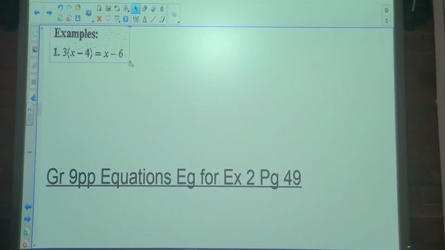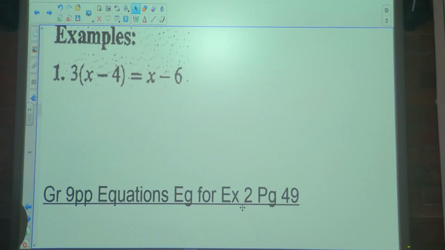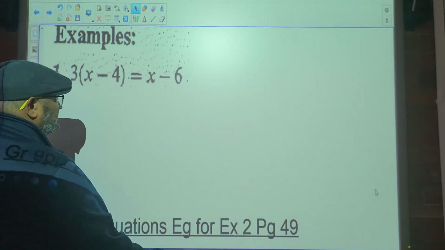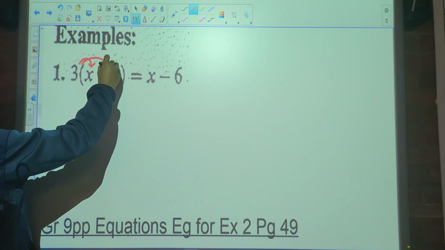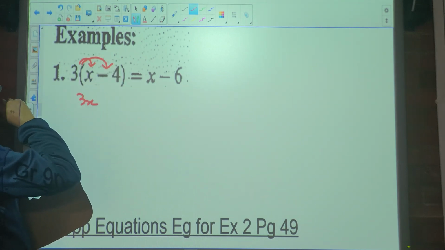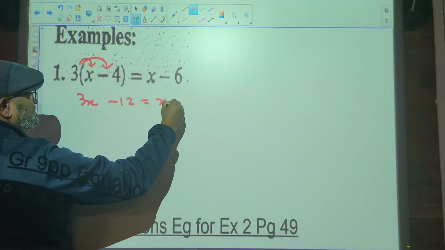Right, so where do we start here? People, the question says solve for x. We've got 3 into x minus 4 is equal to x minus 6. What do we do first? Get rid of the brackets by multiplying in there. 3 times x is 3x. 3 times negative 4, negative 12, is equal to x minus 6.